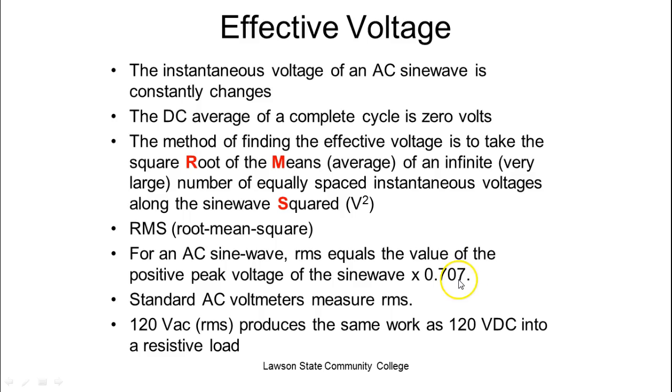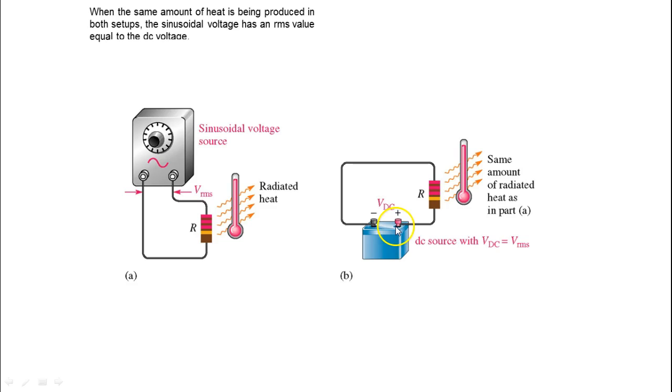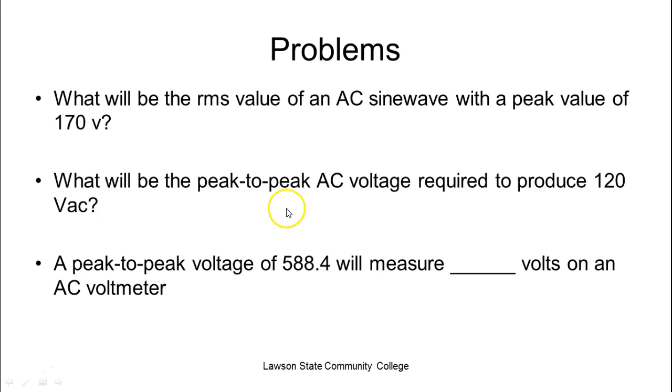RMS value. We have what we call true RMS meters, which are very expensive, about twice as expensive as a standard meter. A true RMS meter actually calculates RMS, which means it's actually a computer that does the actual math. This shows you RMS would create the same amount of heat in a resistor that the equivalent DC value would.